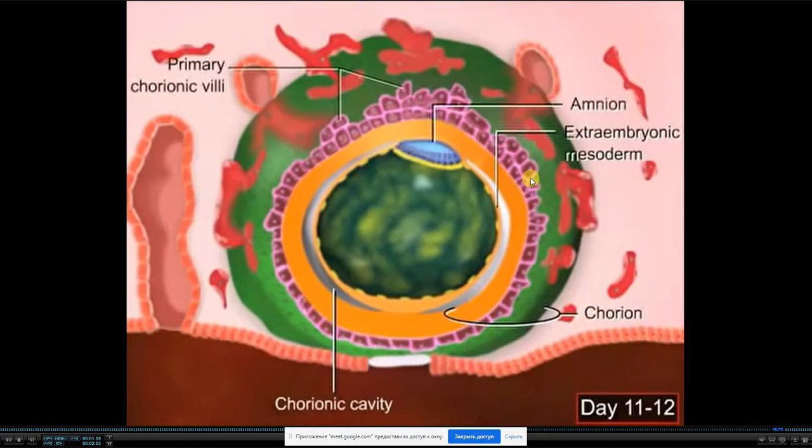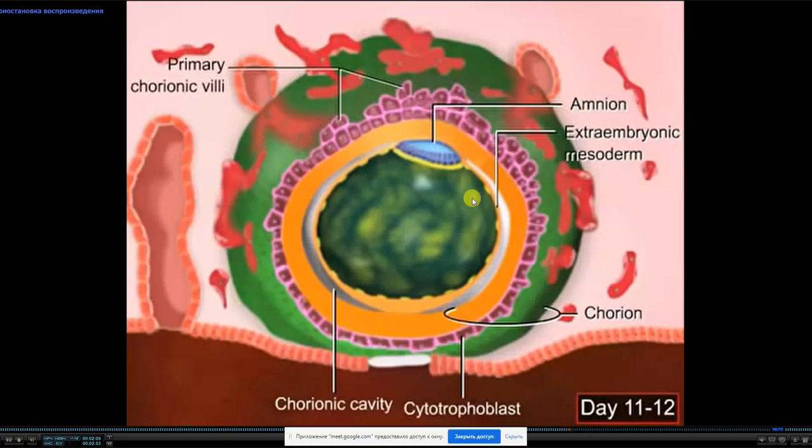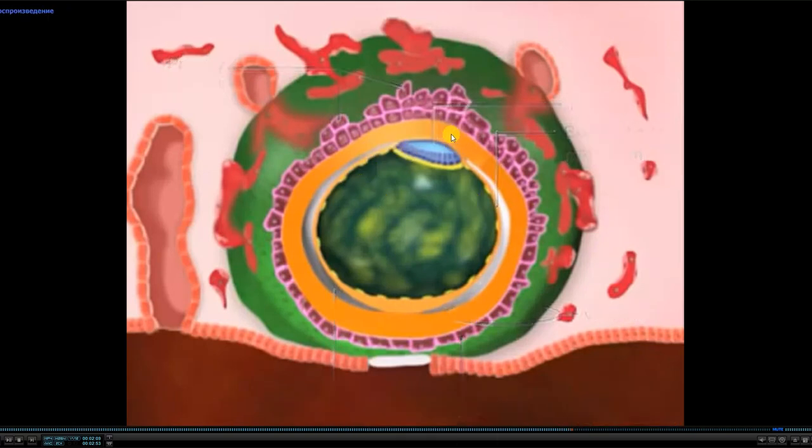Another part of the placenta is the maternal part of the placenta. It is made up of endometrium. Okay, let's continue. Cytotrophoblast, syncytial trophoblast, extraembryonic mesoderm, and chorionic cavity. So let's continue.